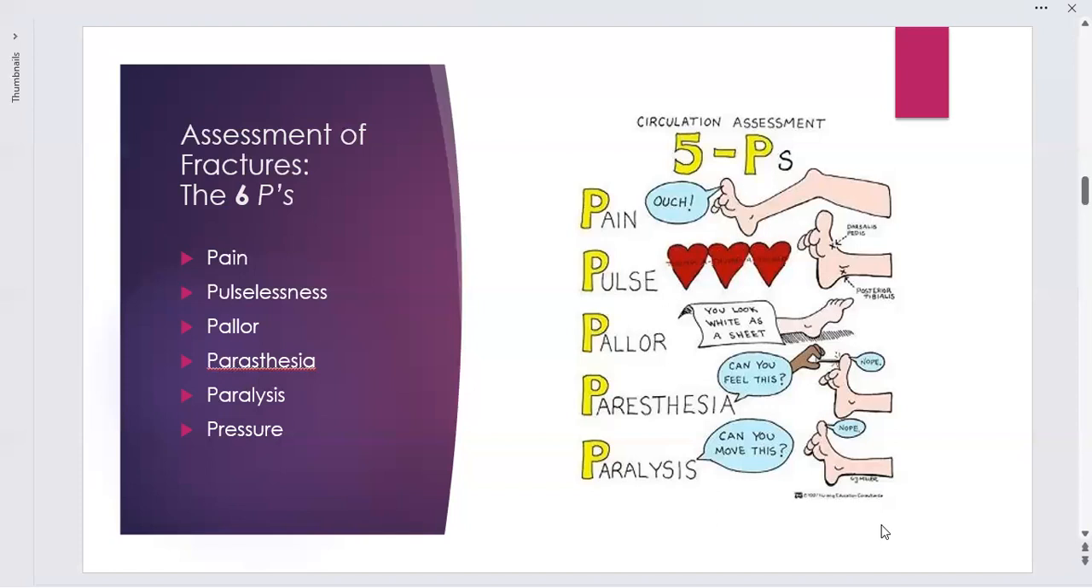That is a medical emergency. And we may have to do something very drastic at the bedside to restore that blood flow so that child does not lose that limb.